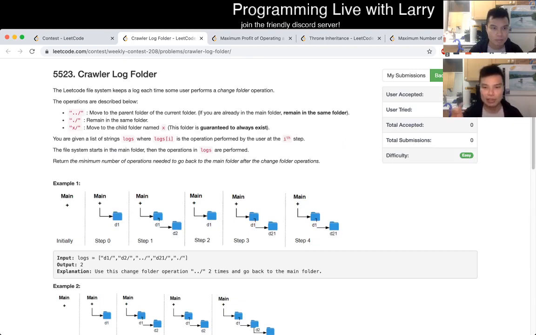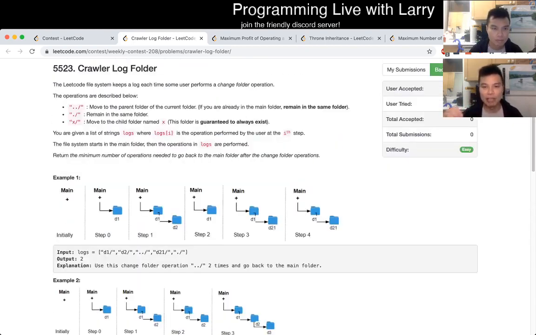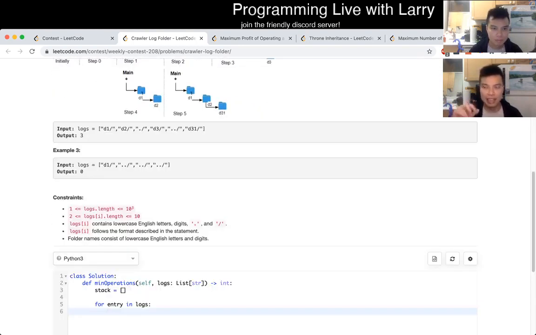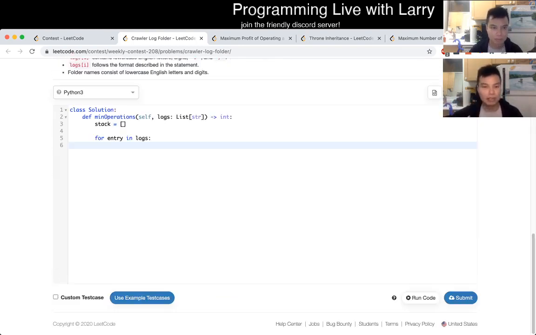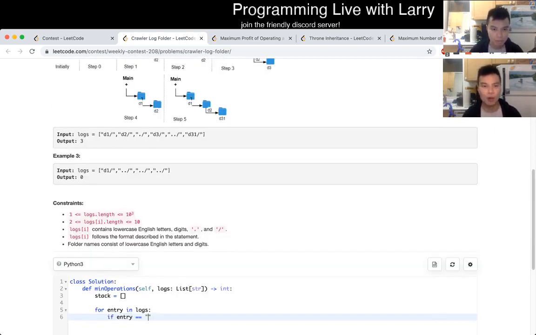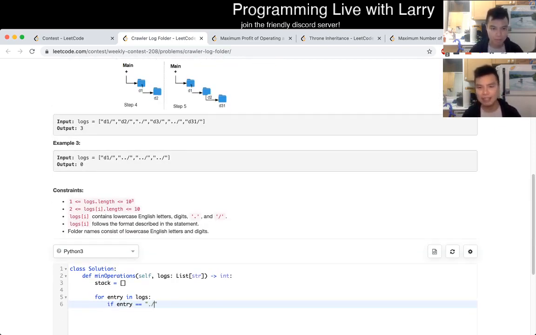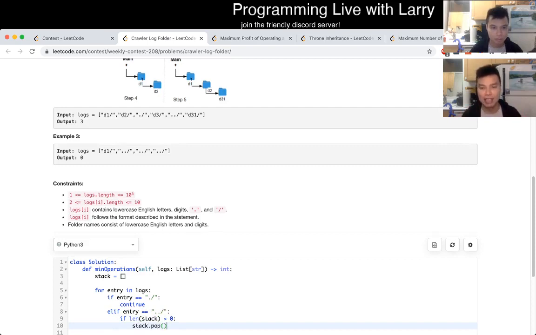The only question that I had was, if you change directory, in real life you can actually CD to multiple depths at one time. So I had to read it a few times to make sure that you can only go at most one depth. And that's basically what I did for this one. For one dot, you ignore. For two dots, you pop the stack. And for anything else, we just push it onto the stack.